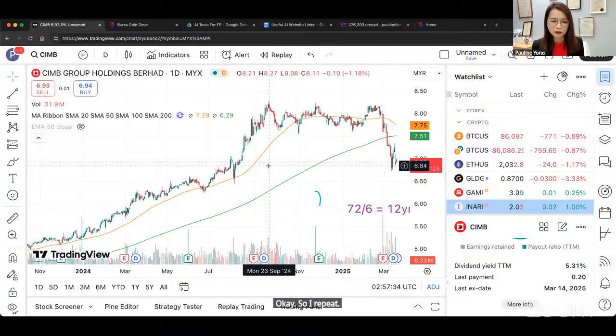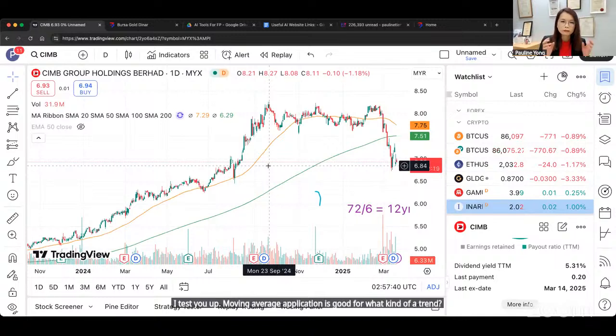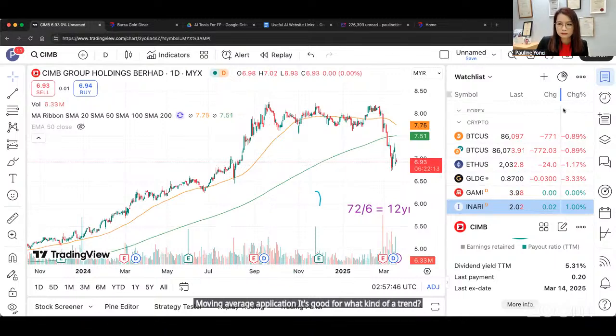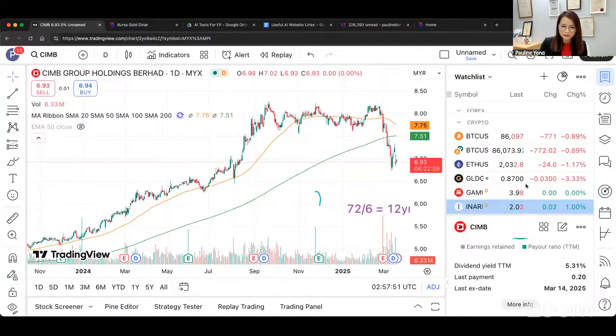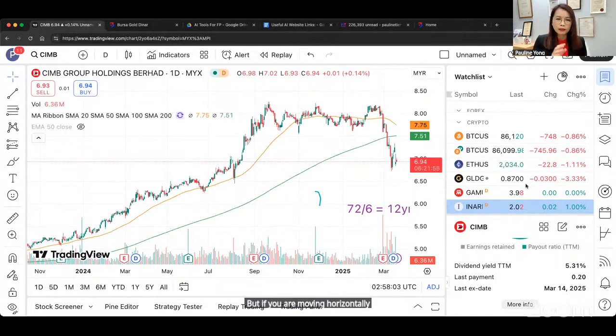I test you. Moving average application is good for what kind of trend? Moving average application is good for what kind of trend? MA, okay, good. Clear uptrend or clear downtrend. Okay, either up or down. But if you are moving horizontally, you may not be so good to use this one, may not be.